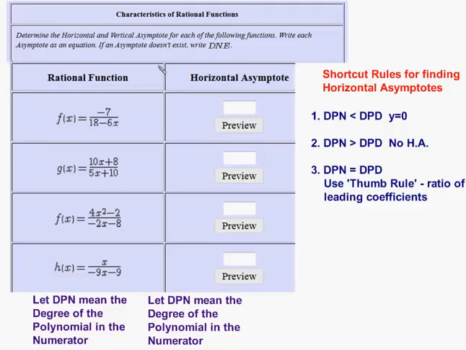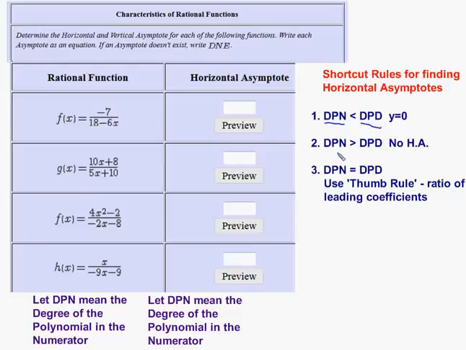In this problem, one of the things we have to do is find the equation for any horizontal asymptotes given a rational function. To do this, there's shortcut rules. There's actually three cases. Let me abbreviate the degree of the polynomial in the numerator as dpn and the degree of the polynomial in the denominator as dpd, which shortens the list down a little bit.